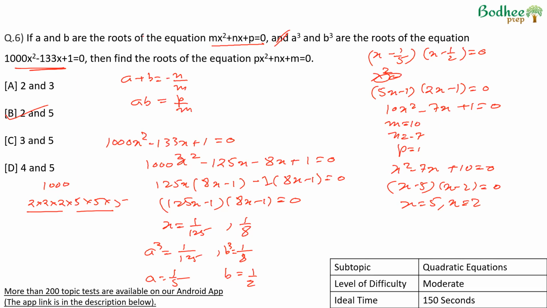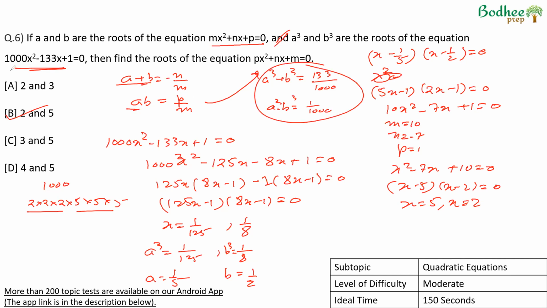What we could have also done was write a cube plus b cube is equal to 133 upon 1000, and a cube into b cube is equal to 1 by 1000. From here, we get the value of ab. From a cube and b cube, we try to find the value of a plus b. From there, we'll get the value of these ratios and then put the values here to get the answer. That process could also have been done. But since this was factorizable, I worked with the factorization and from there got the roots.